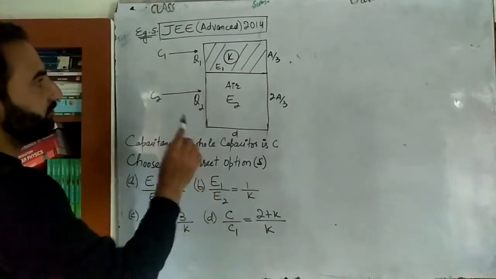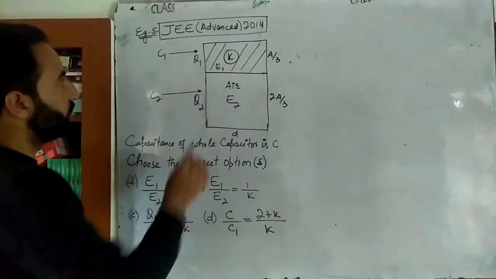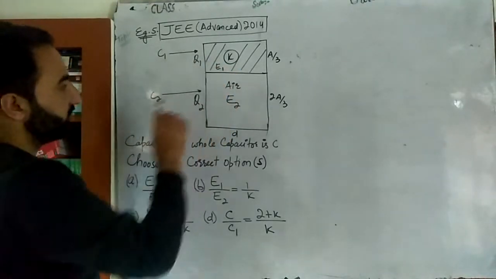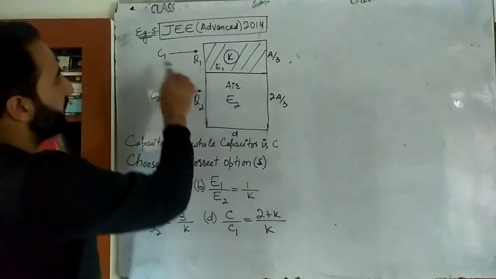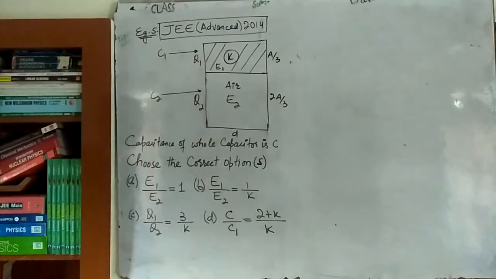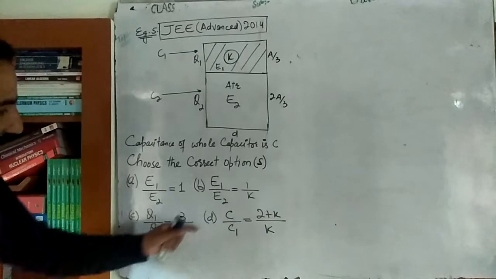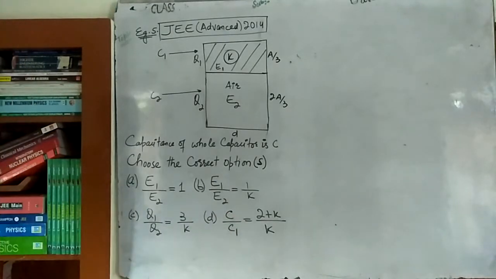Now it's mentioned that E1 and E2 are the electric fields in this region and in this region. Q1 and Q2 are the charges on this and this. Then C1 and C2 are the capacitances, it's also mentioned. Now you'll have to choose which of the following are the correct options. E1 by E2 is 1, E1 by E2 is 1 by K, Q1 by Q2 is 3 by K, C by C1 is this. First of all, let's calculate the equivalent capacitance, then from there on we'll start.